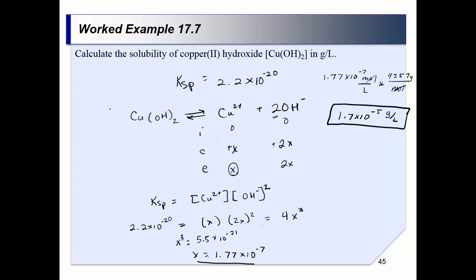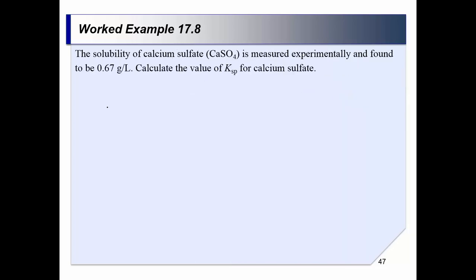So working with the same numbers, but working it a little bit differently. If the solubility of calcium sulfate is measured experimentally and found to be 0.67 grams per liter, calculate the value of KSP. Well, I know that the value of the KSP is going to be related to the concentration of calcium and the concentration of sulfate. Now here I have the solubility in grams per liter, so I'm going to work backwards.